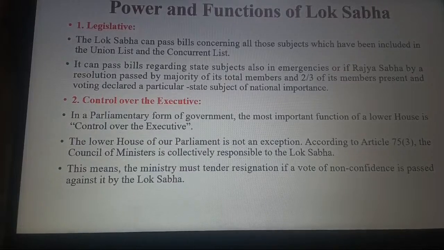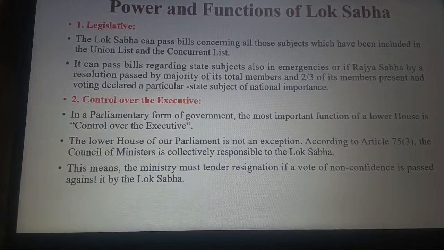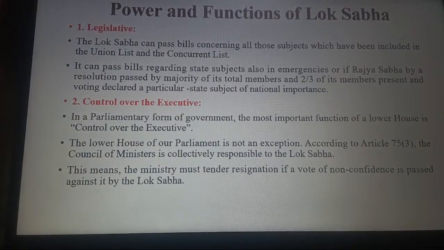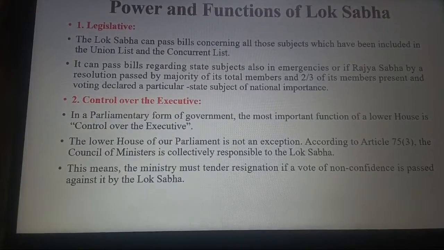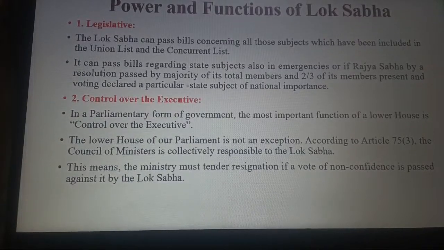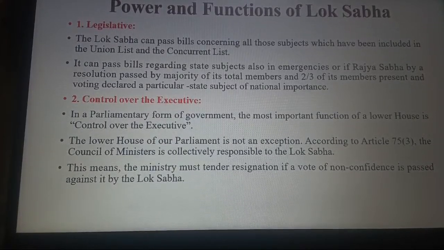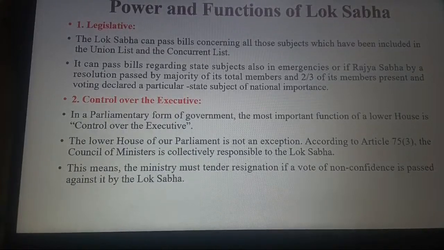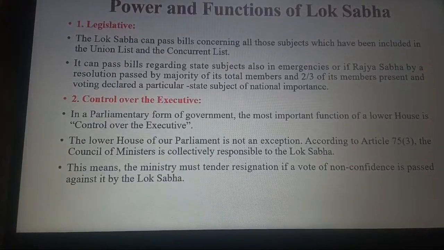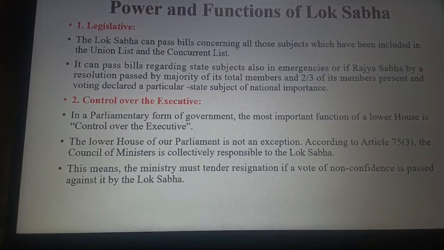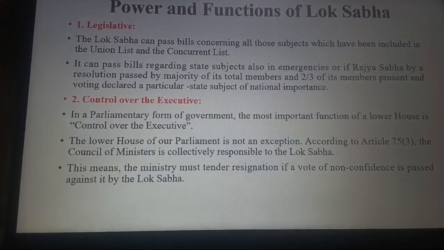Control over the executive. In a parliamentary form of government, the most important function of a lower house is control over the executive. The lower house of our Parliament is not an exception. According to Article 75(3), the Council of Ministers is collectively responsible to the Lok Sabha. This means the ministry must tender resignation if a vote of no-confidence is passed against it by the Lok Sabha.